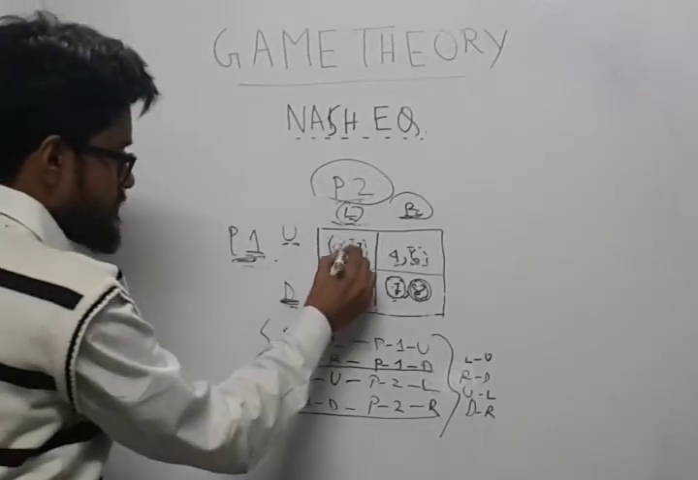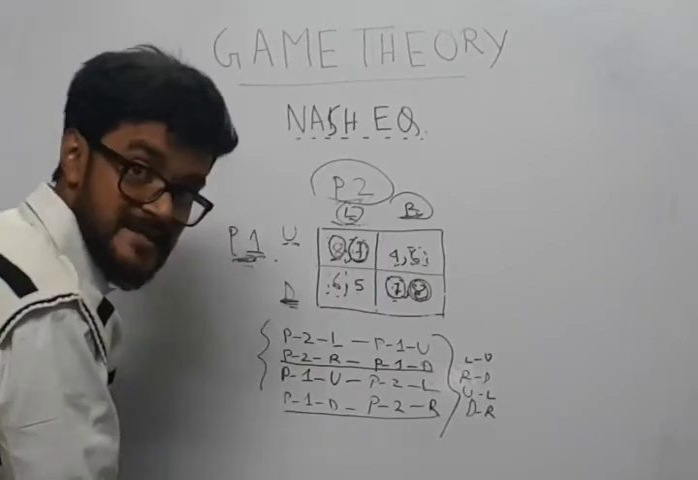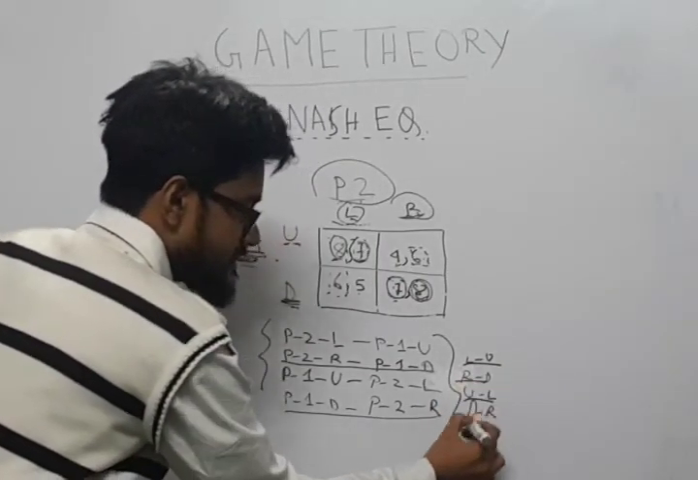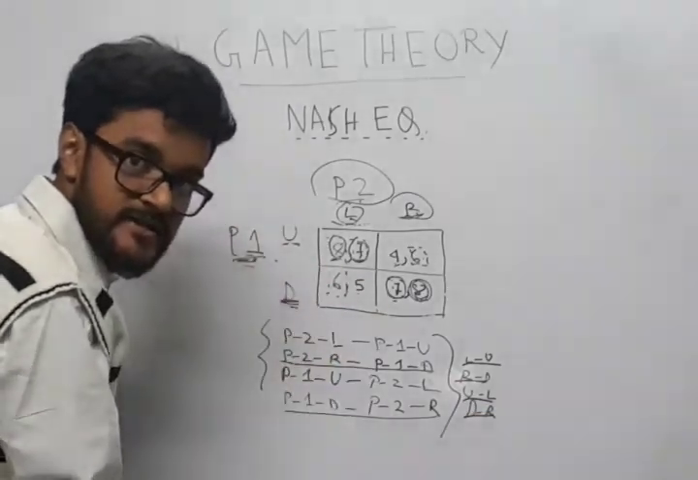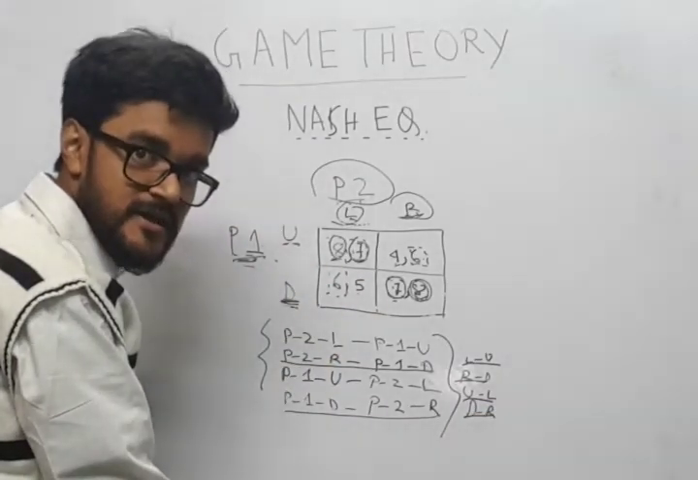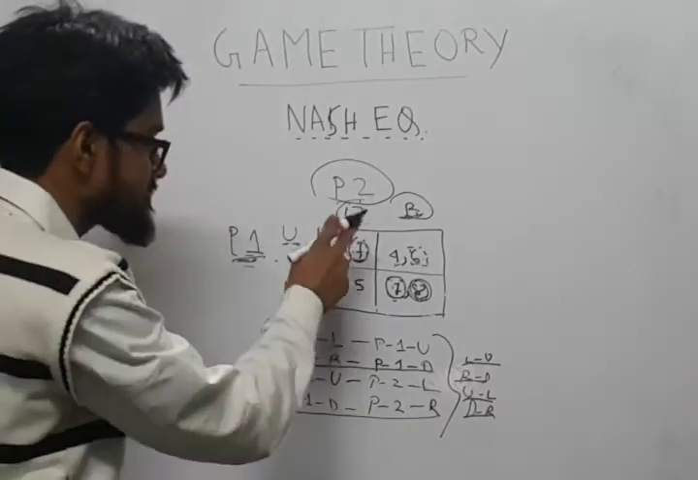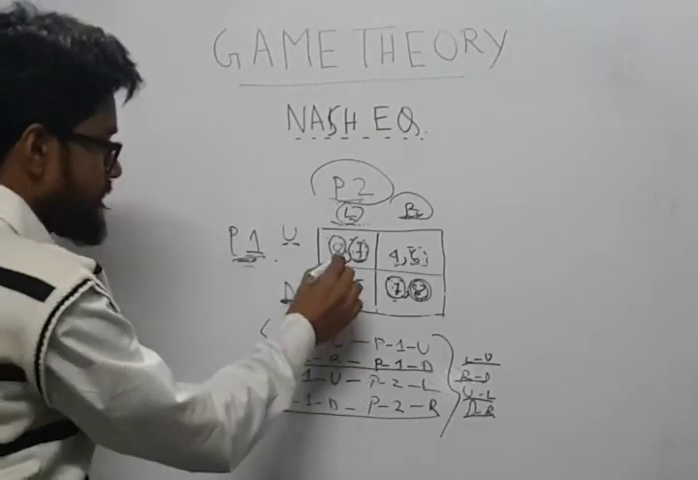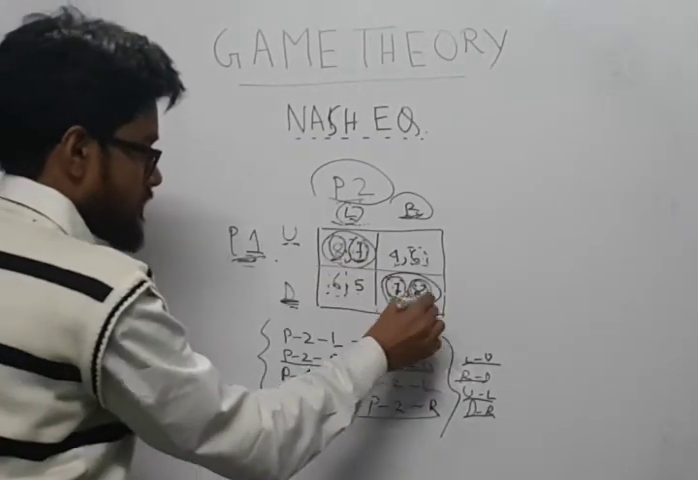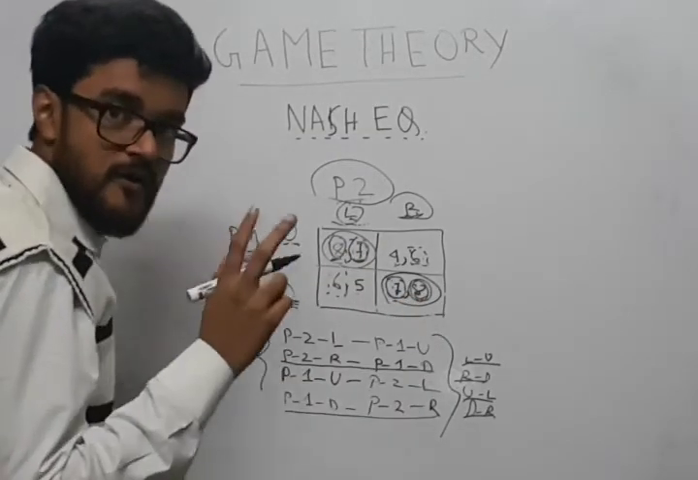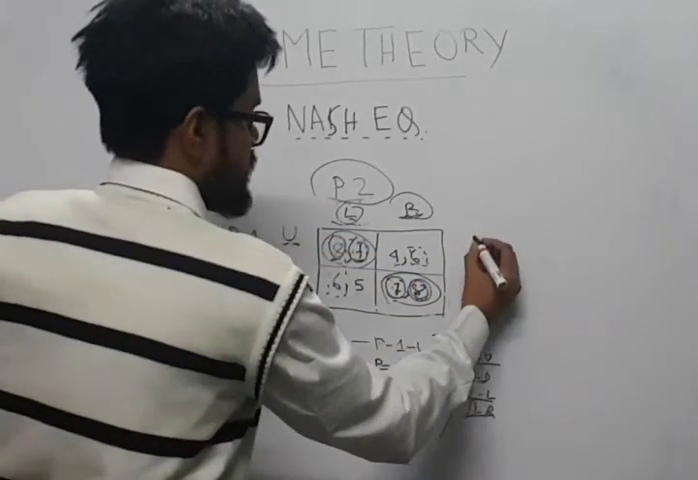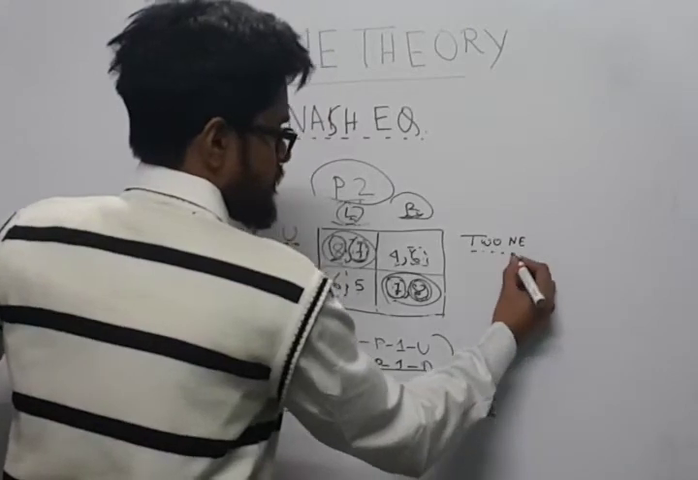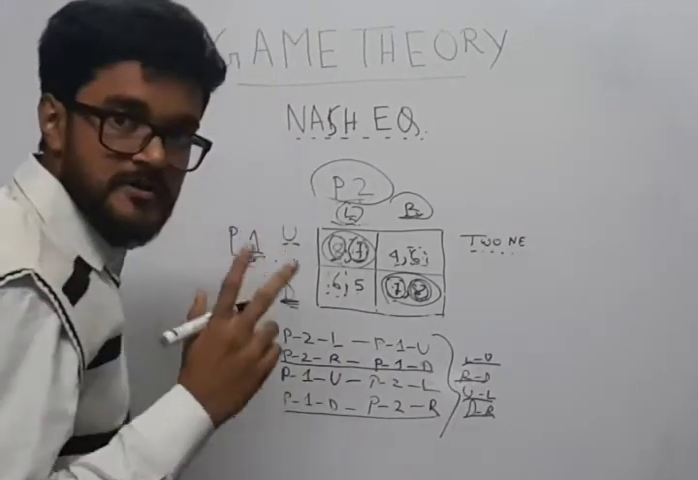UL and LU. So in this game, as you can see, in two cases, LU, UL and RD, DR, when this opposite kind of thing happens, we say they are Nash equilibrium. So in this game, there are two Nash equilibriums that we have found, this one and this one. So it is a two Nash equilibrium game.